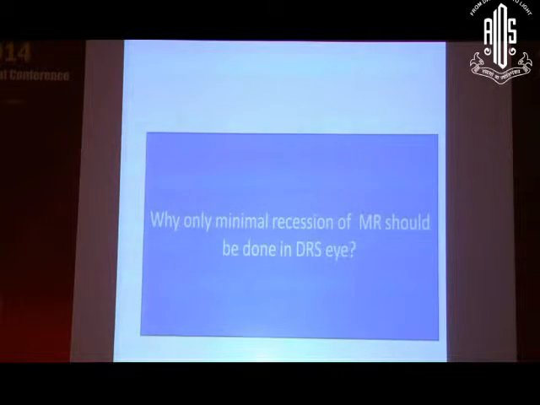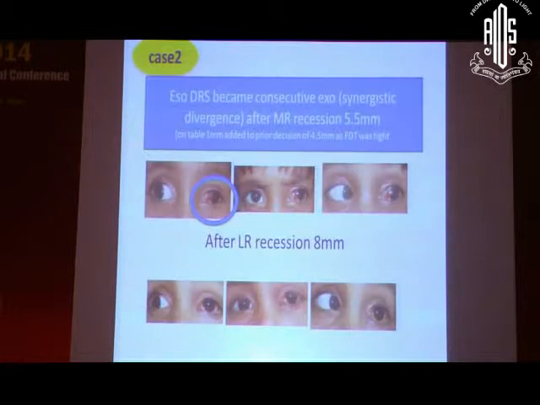So now the question is, why only minimal amount of MR recession should be done in Duane's retraction syndrome? First of all, you are not going to improve adduction. The second thing is you will only worsen adduction, and you can also land up in a more difficult situation of synergistic divergence. Like this child was a case of ESO-DRS, but when we did an MR recession of around 5.5, we landed up in a synergistic divergence.